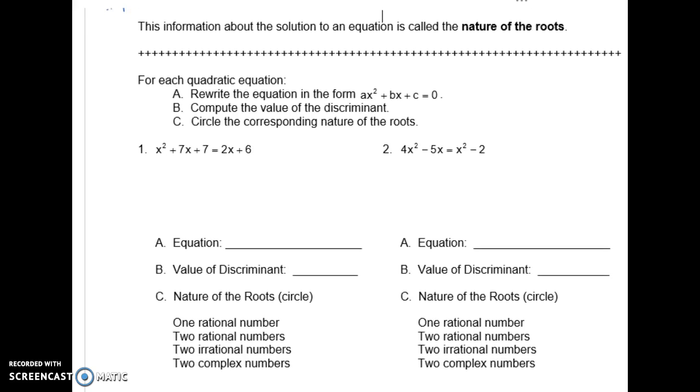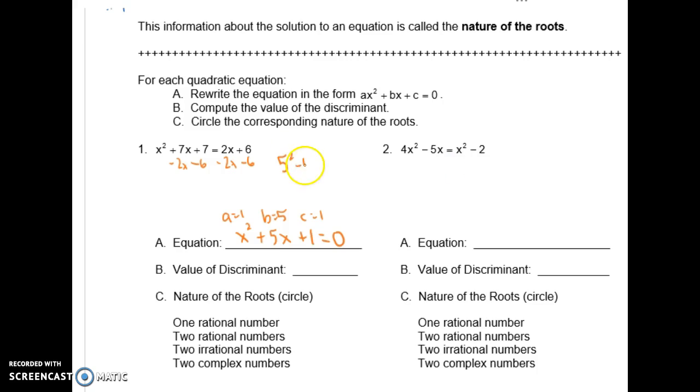So on questions like this, we're trying to figure out what are the nature of the roots. We're going to take our equation, put it in the correct form, find the discriminant, and say, okay, this is how many roots we're going to get, and the type of roots we're going to get. On this first one here, to get it in the correct form, we're going to have to subtract 2x and subtract 6, which gives me x squared plus 5x plus 1 equals 0. To find the value of the discriminant, I'm going to pick out a, which is 1, b, which is 5, and c, which is 1. So a equals 1, b equals 5, and c equals 1, and plug them into the discriminant formula.